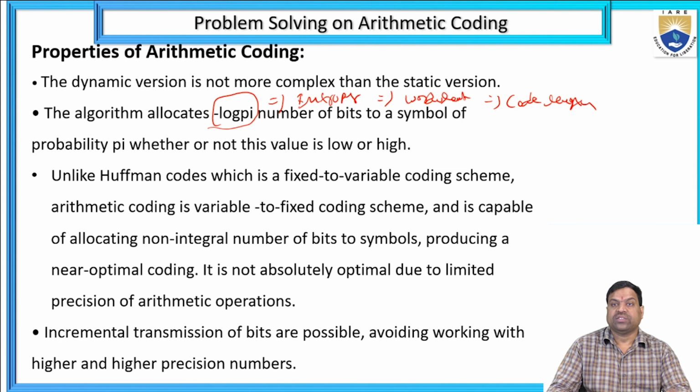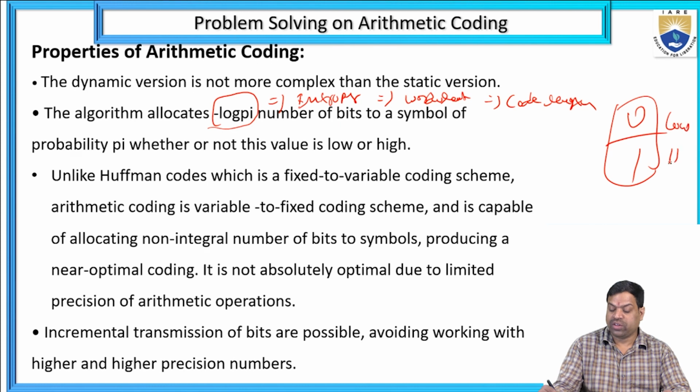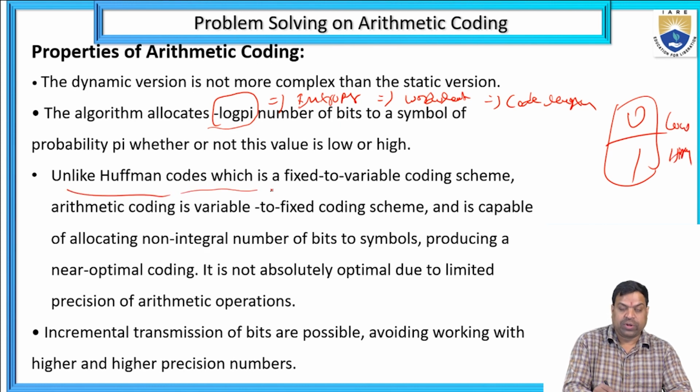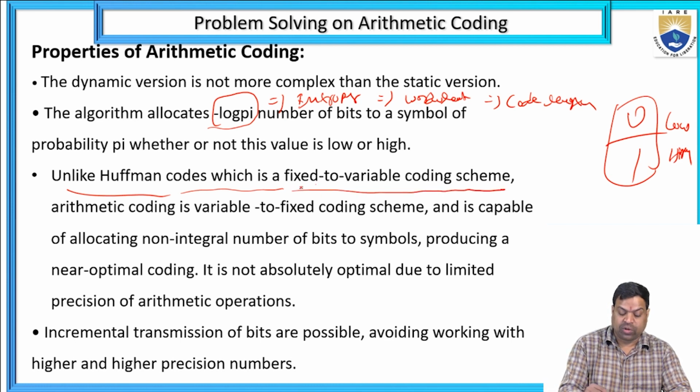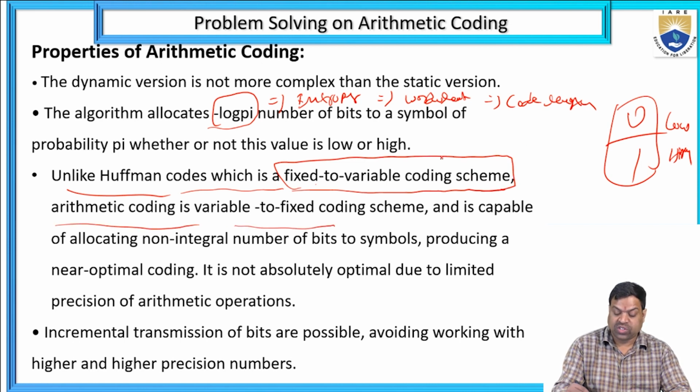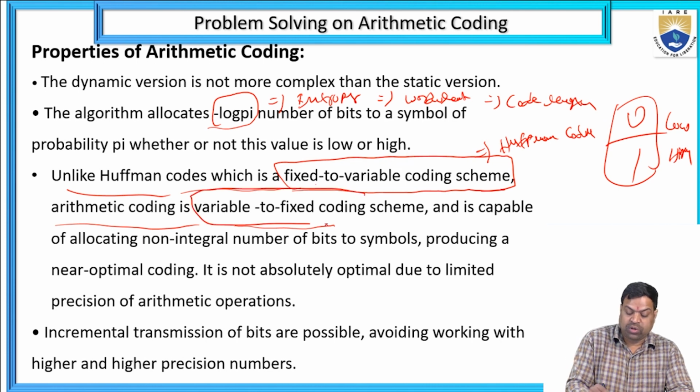The algorithm allocates minus log pi number of bits to a symbol of probability pi, whether the value is low or high. But unlike Huffman coding, arithmetic coding is a different scheme. Huffman coding is a fixed to variable coding scheme, and arithmetic coding is nothing but a variable to fixed coding.